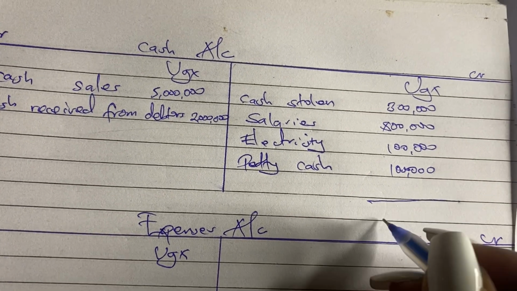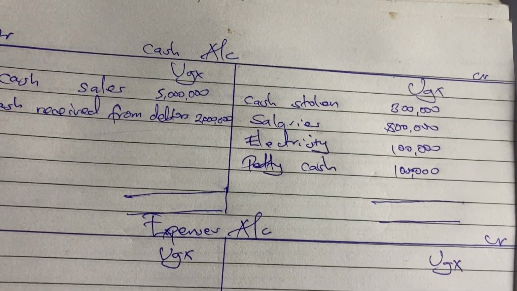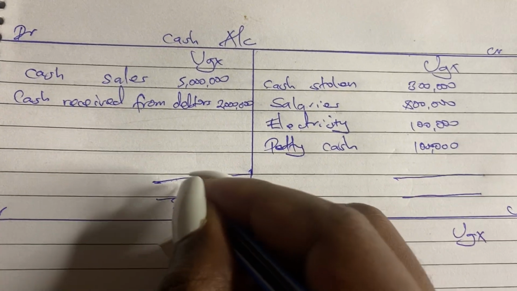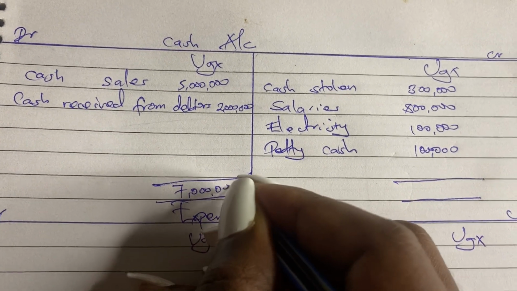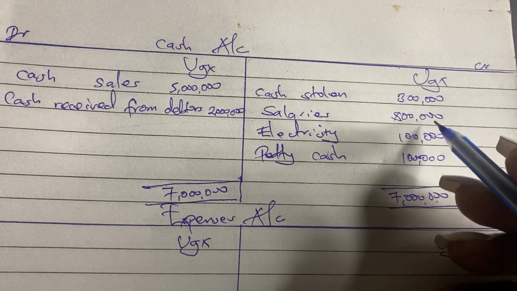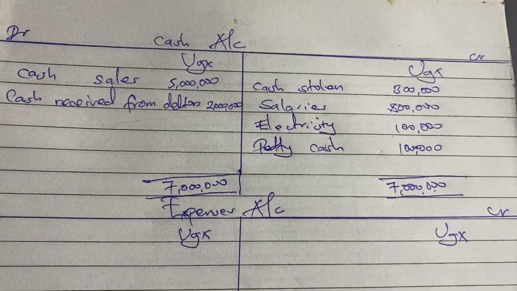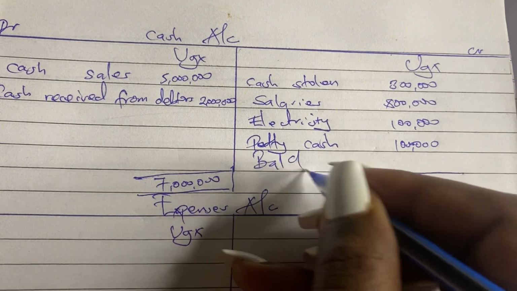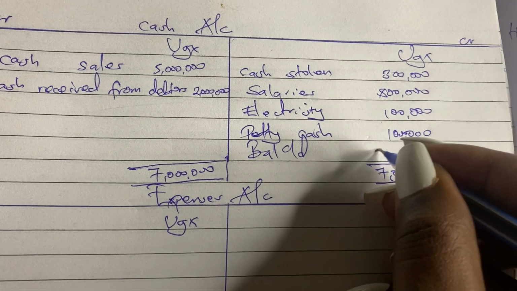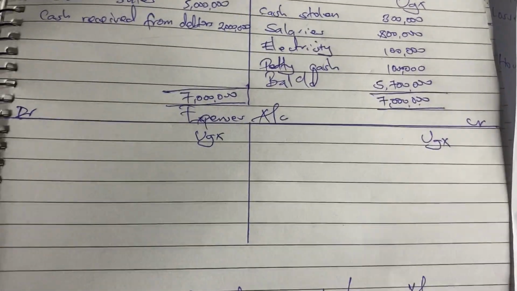Good. Then you balance. See which side is greater and then balance. So which side is greater? The debit side is greater, which is 7M. So 7M minus this 1.3, so balance carried down, 7M minus 1.3, it's going to be 5,700,000. That is the cash account.